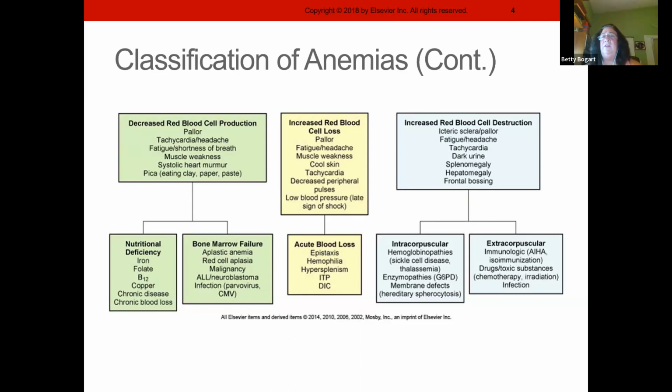Now, increased red blood cell destruction. So your body's producing cells like crazy, but these cells are bursting inside your body. And we know that increased blood cell destruction happens in sickle cell.